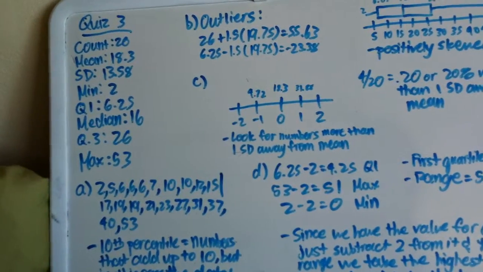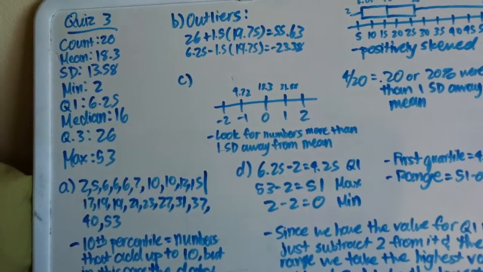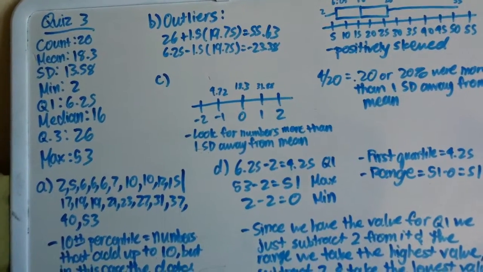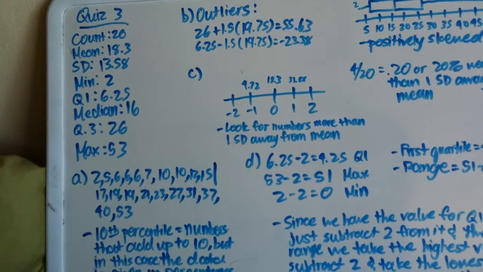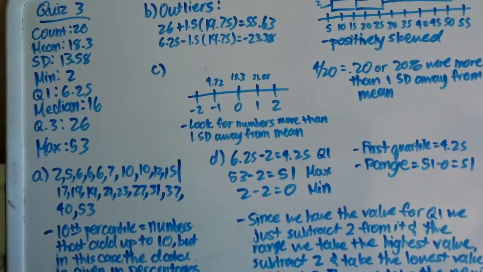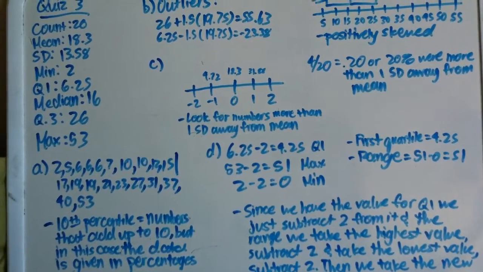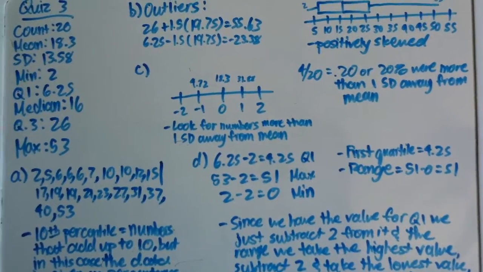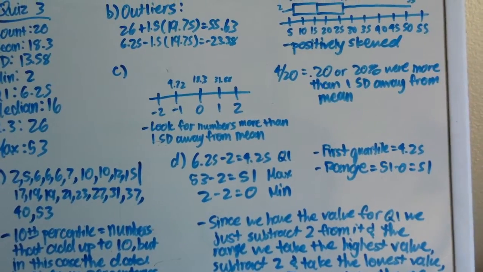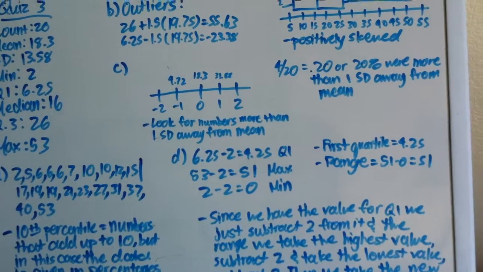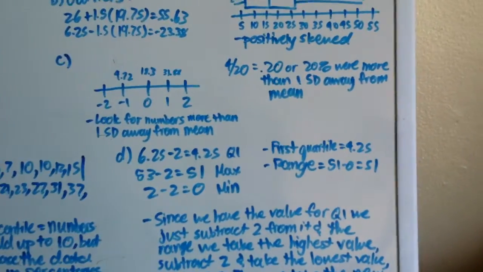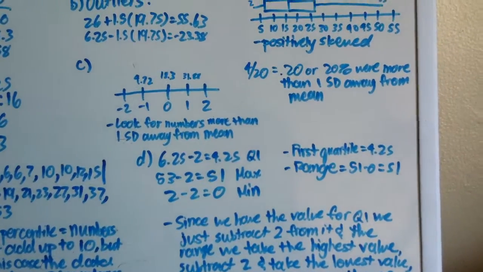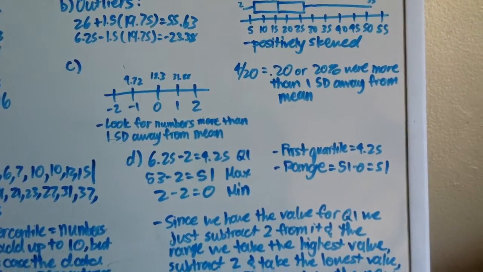I just took 6.25, which is our Q1, and I subtracted 2 from it, and I got 4.25 for the Q1. For the max number, 53 minus 2, because it's saying that marijuana use miraculously decreased by 2% in all countries. So 53 minus 2 is 51, and the minimum, 2 minus 2 is 0. So our new Q1 is 4.25, our new max is 51, our new minimum is 0.